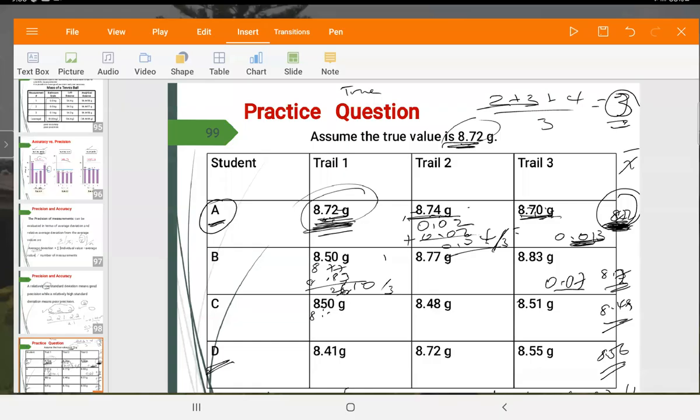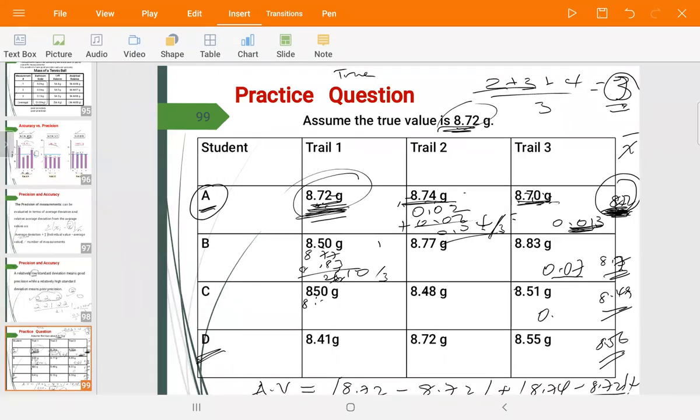Zero point 1 6. Okay, 0.16. And the other one is 0.013. So what can you conclude from this with regard to precision?